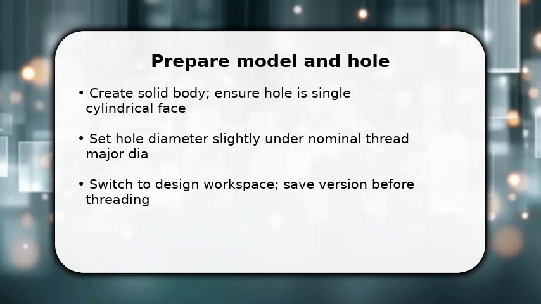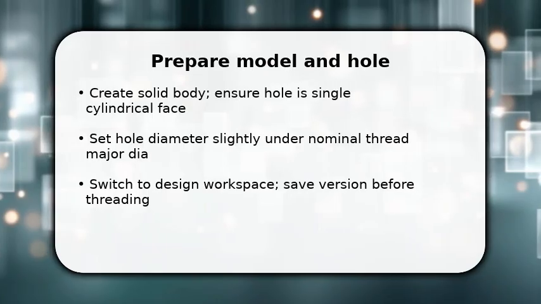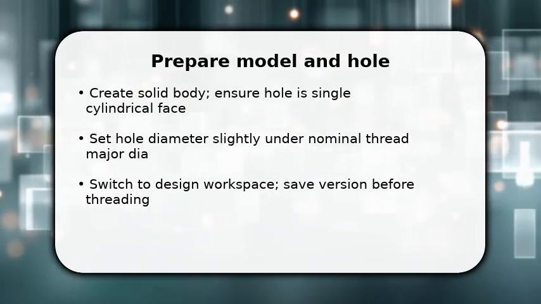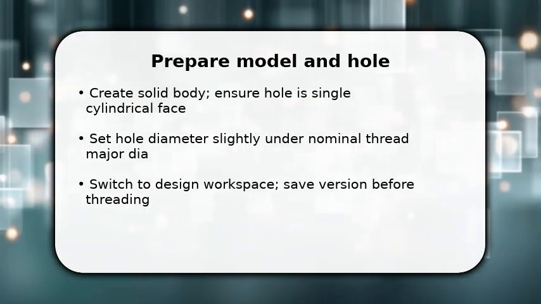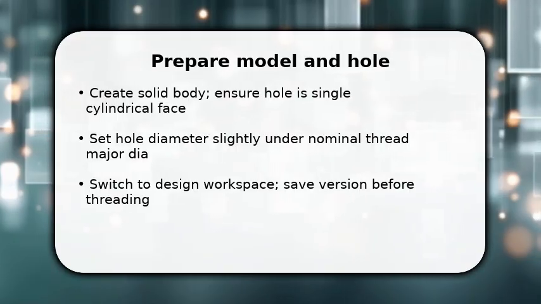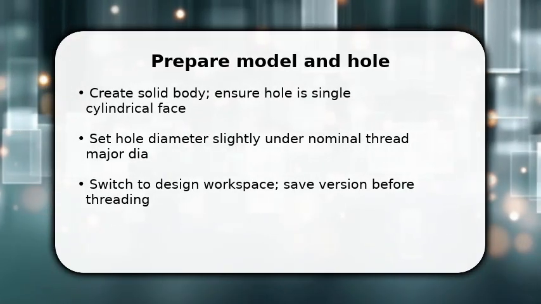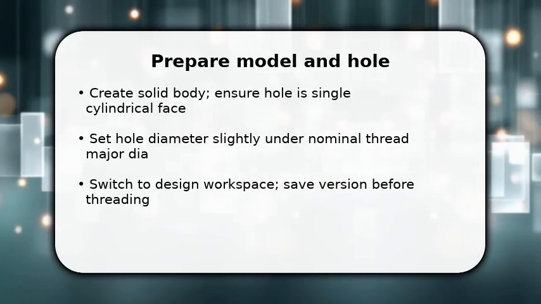Enjoy the video. You're starting mid-process. Open the part with the hole and confirm it's a single cylindrical face. Once done, measure the bore and set it slightly under the nominal thread major diameter so threads cut properly. Make sure design units match your spec. Switching between mm and inches will change thread sizing. Save a new version before altering geometry so you can backtrack.